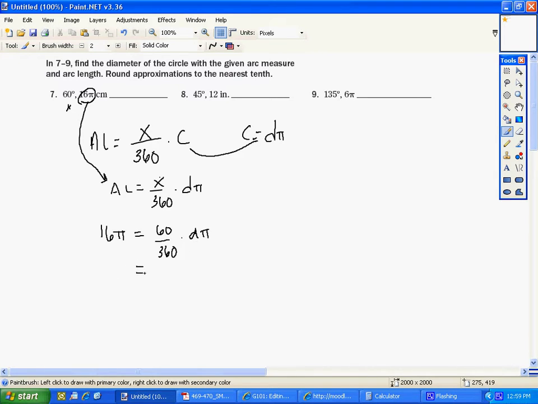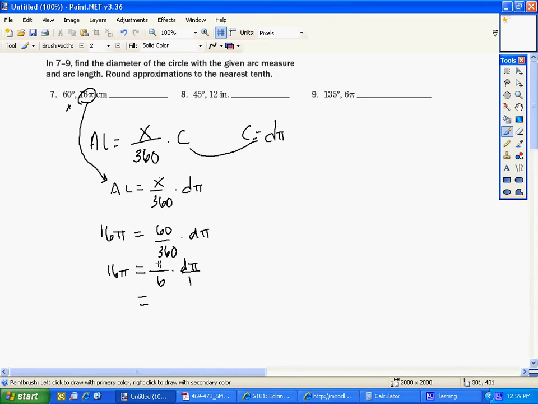Before we get to the algebra, let's clean up a little bit. 16 pi is equal to 1/6 times d pi. Okay, the 1/6 is because I reduced 60 over 360, and now I'm just going to clean this up. If you have a fraction times a whole number, again, if you need to do this, if this helps you figure out what to do or how to simplify this, that's great.